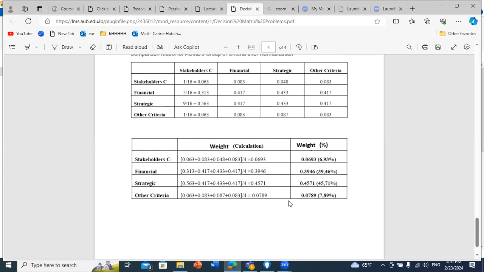Okay. And to verify you don't have calculation error, you do the summation. You should check that the summation will be equal to, so if you do 6.93 plus 39.46 plus 45.71 plus 7.89, you should get 100%. Of course, because of some rounding error, you might get 99.9. It's fine. Okay, so due to small rounding errors, but it should be very close to 100%. Okay, any question on this?